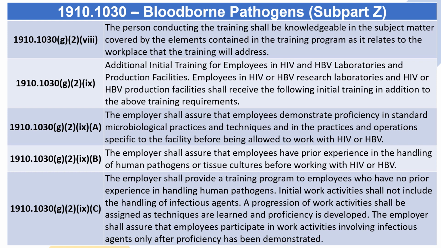1910.1030 G2 9 A through C. The employer shall assure that employees demonstrate proficiency in standard microbiological practices and techniques and in the practices and operations specific to the facility before being allowed to work with HIV or HBV. The employer shall assure that employees have prior experience in the handling of human pathogens or tissue cultures before working with HIV or HBV. The employer shall provide a training program to employees who have no prior experience in handling human pathogens. Initial work activities shall not include the handling of infectious agents. A progression of work activities shall be assigned as techniques are learned and proficiency is developed. The employer shall assure that employees participate in work activities involving infectious agents only after proficiency has been demonstrated.